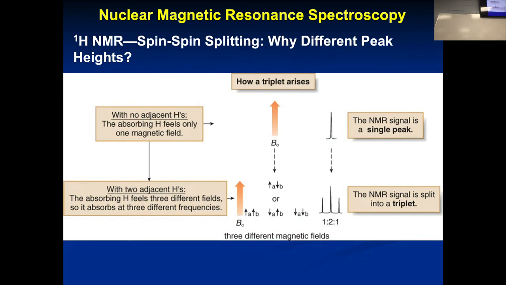When you start talking about two neighbors, now you have a lot of different combinations of the magnetic fields, right? I can have both A and B, my nearest neighbors, be aligned with or against, or one up and one down. And it can be both of them. And that's why I get this ratio that you see of 1 to 2 to 1. It's all about probability. The quantum world only works on probability, right? And so that's how you can get a triplet out of this.